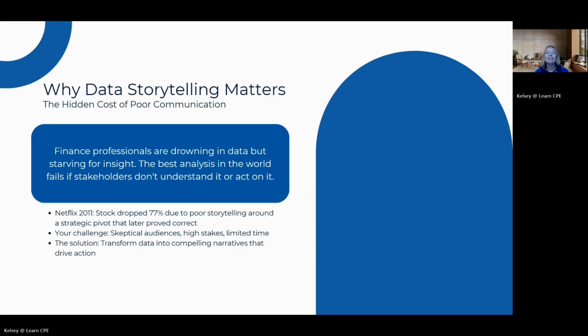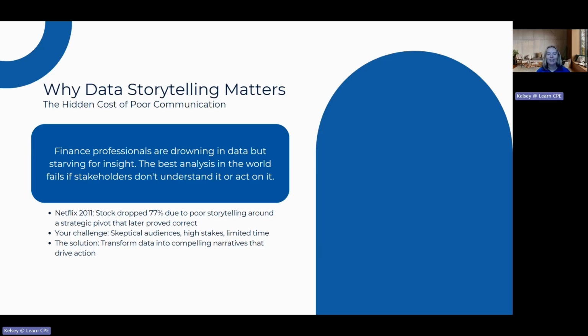And at the same time, you can build like the most sophisticated financial model in the world. You can be incredibly smart and wonderful in the financial analysis world. But if your stakeholders don't understand it, they're not going to act on it. And that really means that the analysis has failed.